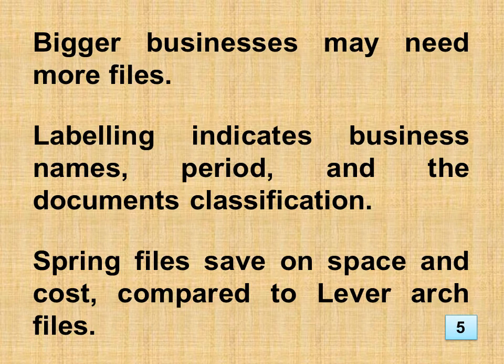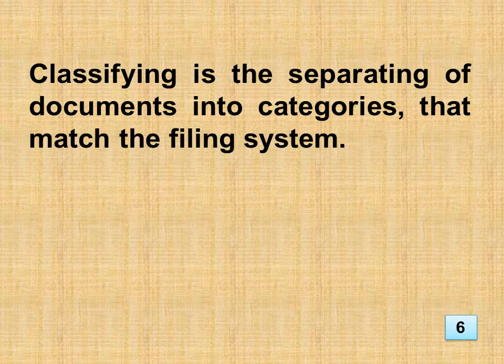Bigger businesses may need more files. Labeling indicates business names, period, and the document's classification. Spring files save on space and cost, compared to lever arch files. Classifying is the separating of documents into categories that match the filing system.